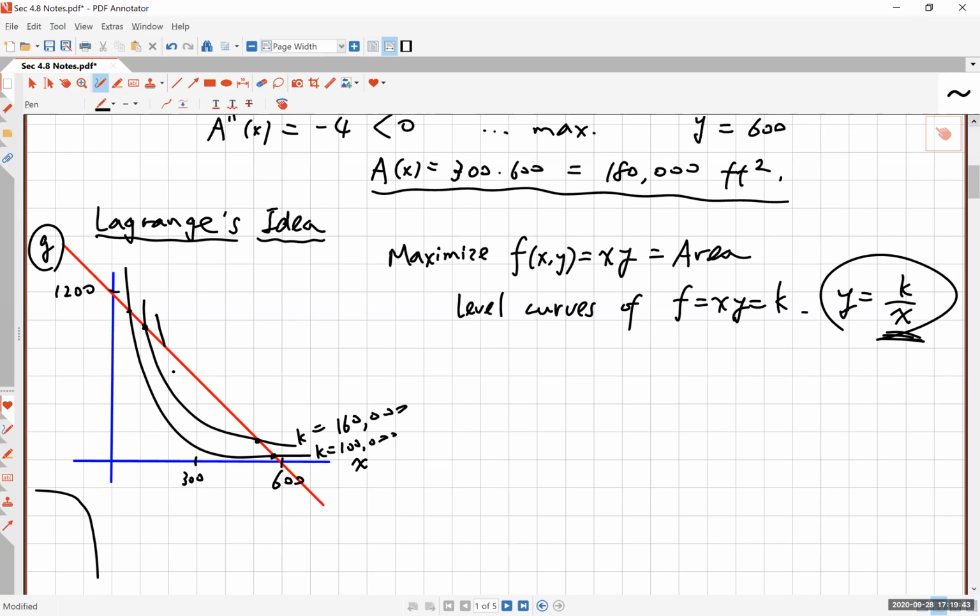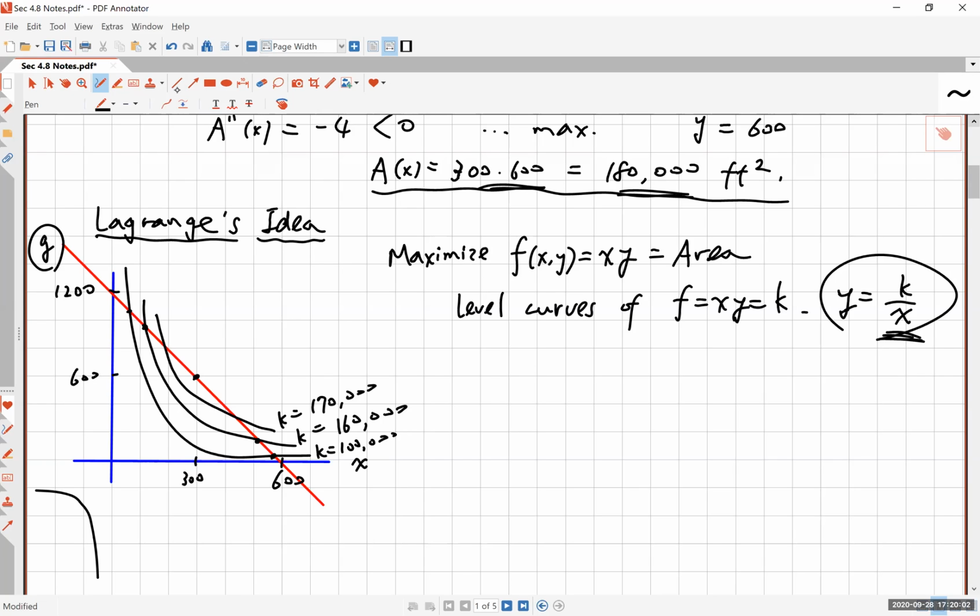And you can draw another one here. That would be like k is 170,000. Okay, what happens is there is only one point, namely this point, as we know now because we know the answer, when x is 300 and y is going to be 600.